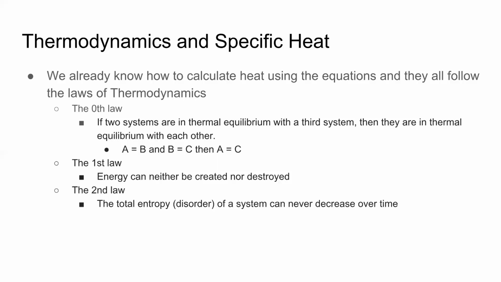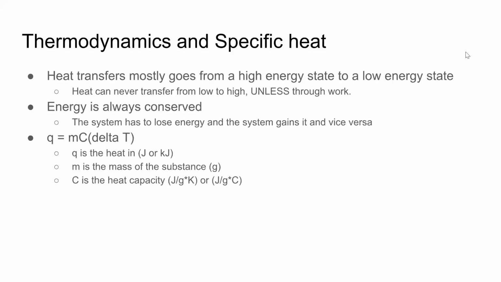And then specific heat is basically the amount of energy that is required to heat up 1 gram of a substance over temperature. So, heat transfer mostly goes from a high energy state to a low energy state.